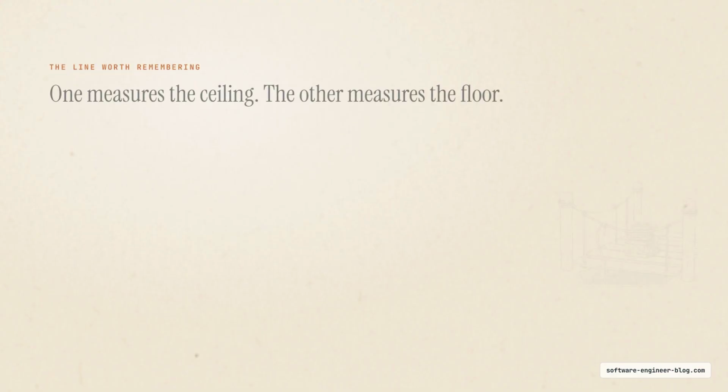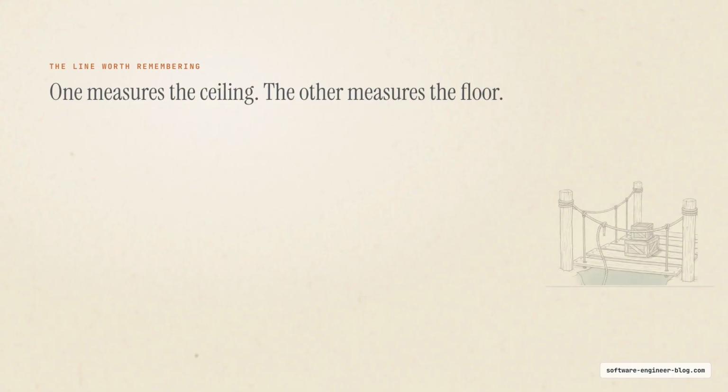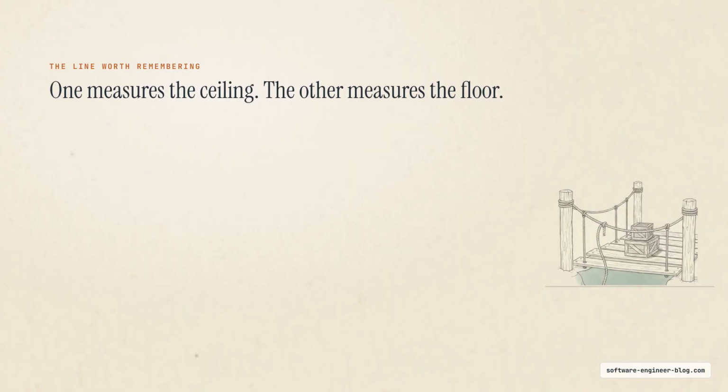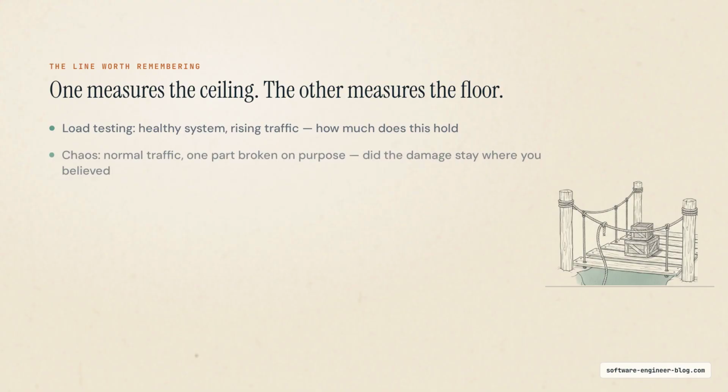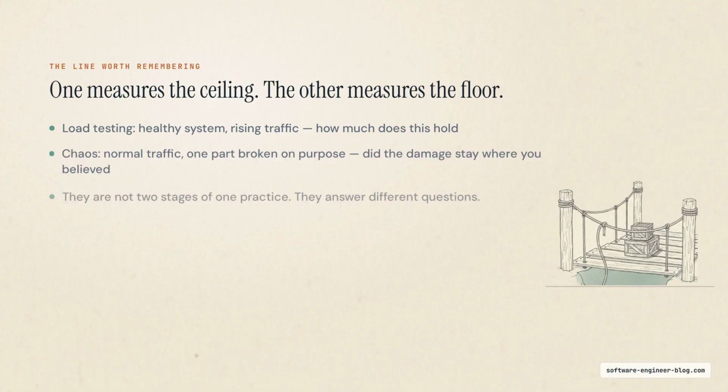So, the line worth remembering. One of them measures the ceiling, the other measures the floor. Load testing, a healthy system, rising traffic, and the question is, how much does this hold? Chaos, normal traffic, one part broken on purpose, and the question is whether the damage stayed where you believed it would. They are not two stages of one practice. You do not graduate from one into the other. They answer genuinely different questions, and passing one of them tells you almost nothing about the other.